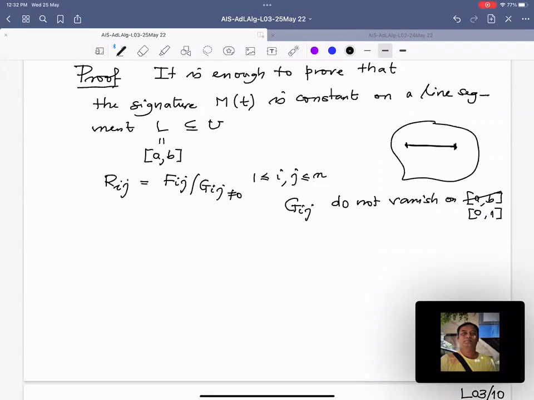So even if one understands the particular case like this, you start with the rational function and take the interval, and suppose the denominator polynomials never vanish on that interval. Then we want to say that these matrices which we have defined have constant signature on the line segment. All right.